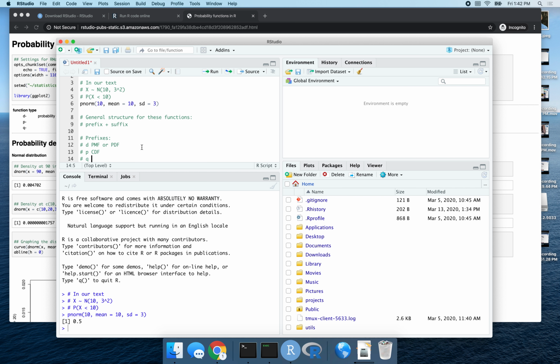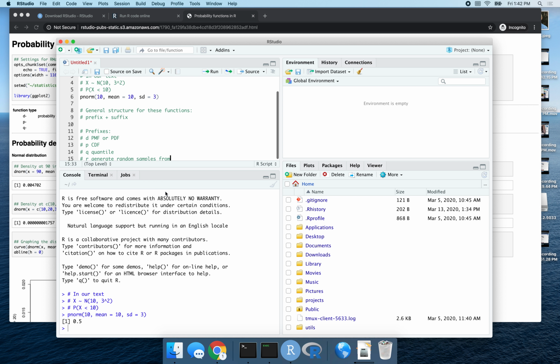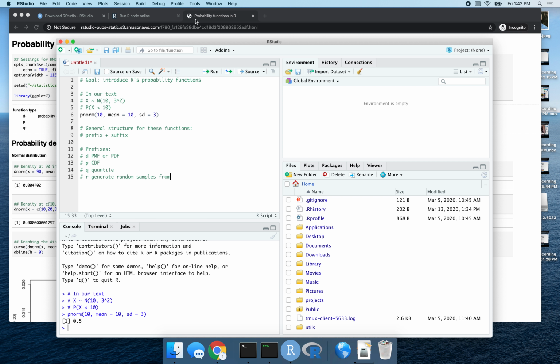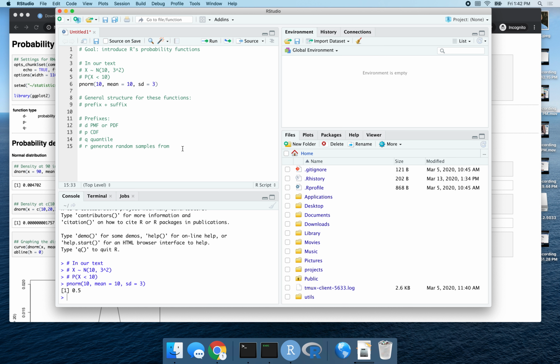Another prefix we could use is Q for the quantile, which we haven't explained in class, but we can do that later, or ask me if you're curious. And R for generating random samples. Okay. And the suffixes, I'm not going to show you all of what there are. So these are all the prefixes, but I'm just going to show you some of the suffixes, the ones that we've covered in class.